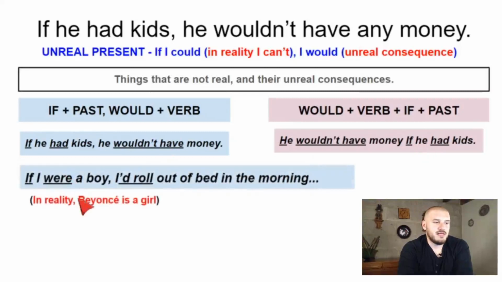Examples like Beyonce, she says, if I were a boy, I would roll out of bed in the morning. Como que saldría de la cama muy casual. So if I were a boy, in reality, Beyonce is a girl, right? People actually also say if I was, but if you look at that, I were, that's special for conditionals. Normally, I is was, right? But if I were, si yo fuera.